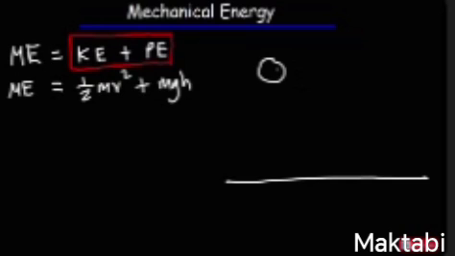So let's say we release this ball at rest, which means its initial speed is 0. Right now, the only thing this ball is going to have is potential energy. It doesn't have any kinetic energy because at this instant it's not moving. But it still has mechanical energy because it has potential energy.